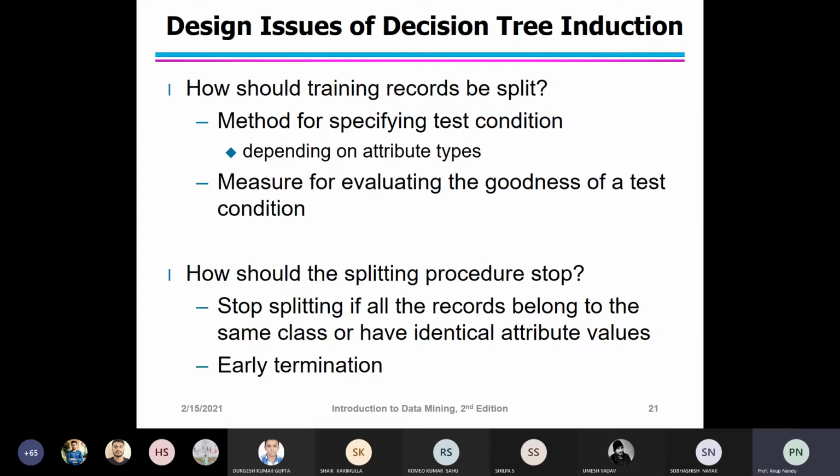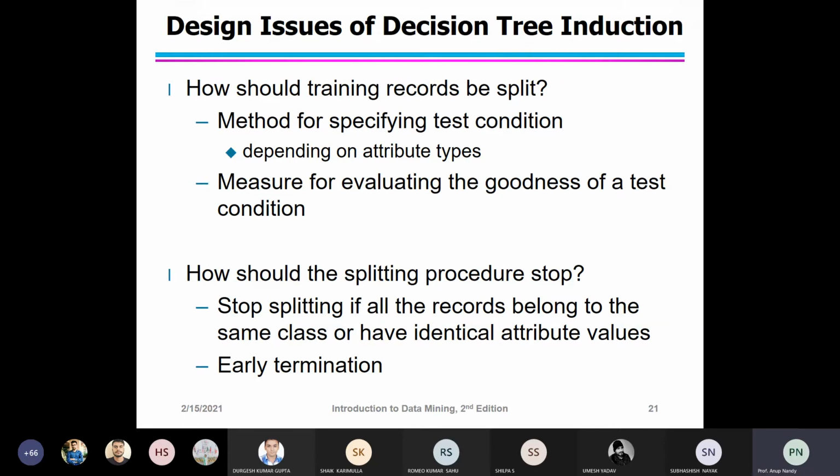Next thing is how should the splitting procedure stop? Now a stopping criterion or a stopping condition is required to terminate the tree growing process. You cannot grow the tree to infinite levels. You need to stop it, so this stopping criterion is needed to terminate the tree growing process.